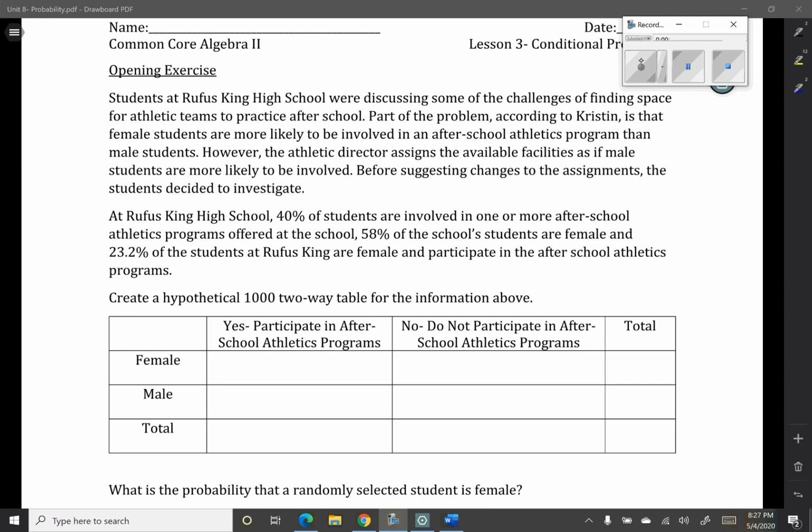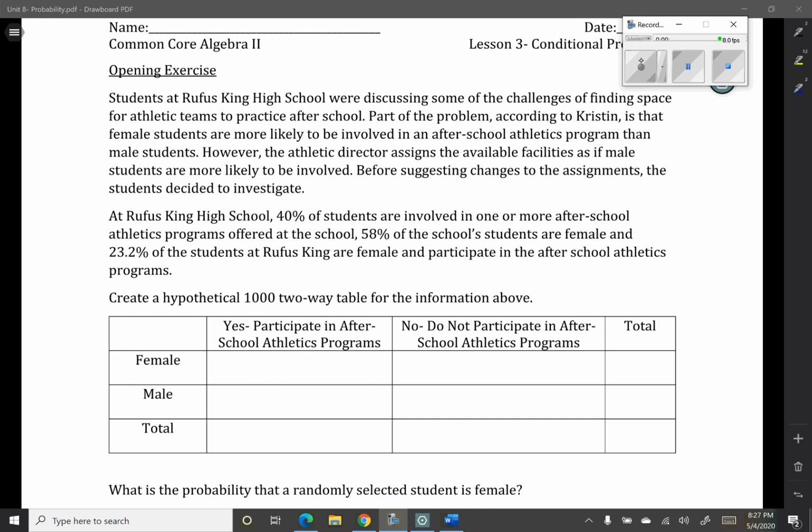Welcome to the video here for lesson number 3 on conditional probabilities. We actually kind of already did conditional probabilities in lesson 2. We just didn't call them that. Conditional probabilities are where we are given a true fact and we want to use that condition to determine the probability. So it's almost like a restriction on the probability.